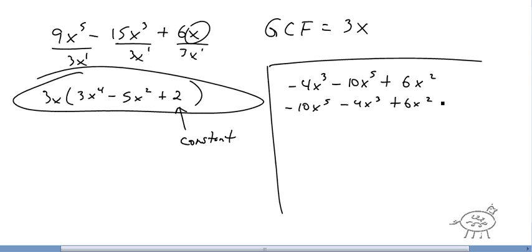All right, and then what I'm going to do is, you recognize you got a negative here, so I know part of my greatest common factor is going to be negative. Well, 2 goes into everything, and that's my smallest exponent, so 2x squared. So you can divide everything by negative 2x squared.